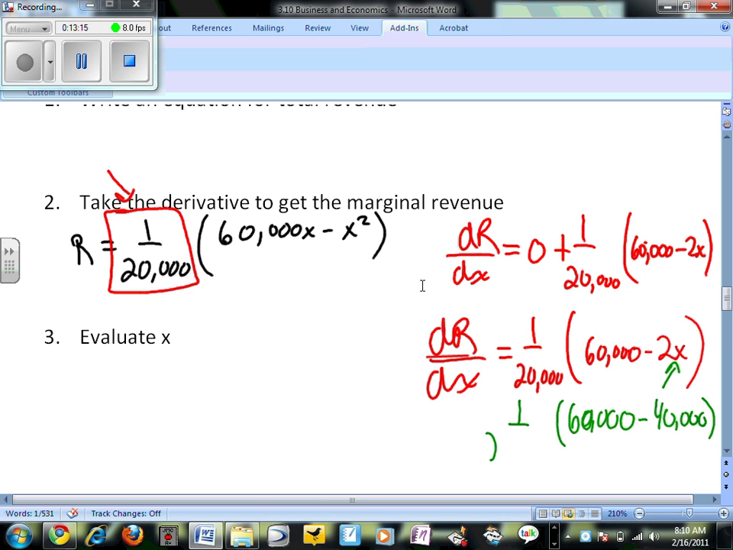And I still have my 1 all over 20,000 out here. When I subtract inside my parentheses, I have 20,000. When I multiply by 1 all over 20,000, I end up getting 1. So my marginal revenue for producing 20,000 units is $1. It's $1 per unit.